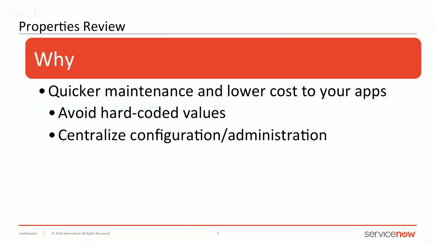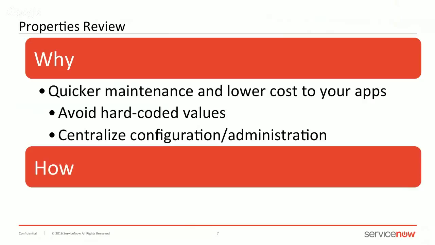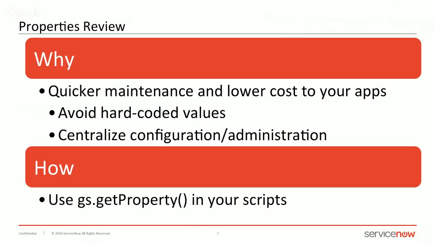So, real quickly, why would you use a property? Again, avoid hard coding values and make that administration maintenance easier by centralizing all that stuff. This, in turn, of course, lowers your costs and maintenance time on that. How do you do this? Well, you set them in that list that I just showed you, but you can also leverage them and get them into your scripts by using the gs.getProperty call.